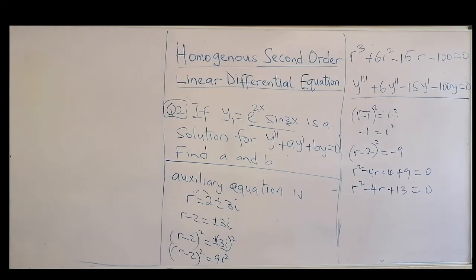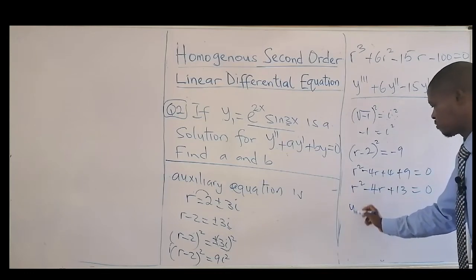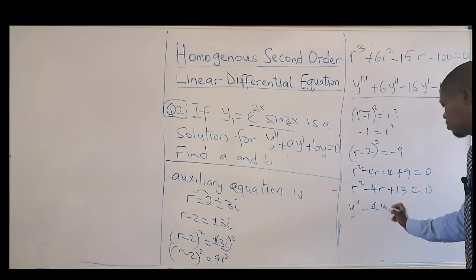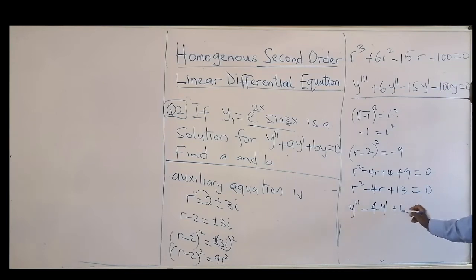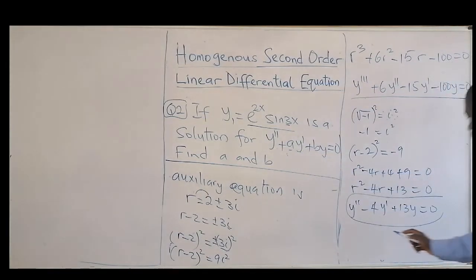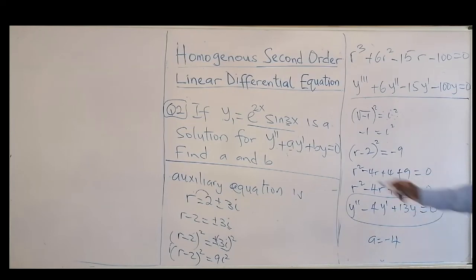If you want to write the ODE, it will be the second differential minus 4y prime plus 13y equal to 0. That's the ODE. Then you can correspond this to the given equation you have there. The coefficient of the first differential is a, so a is minus 4. And the coefficient of y is b, so b is 13.